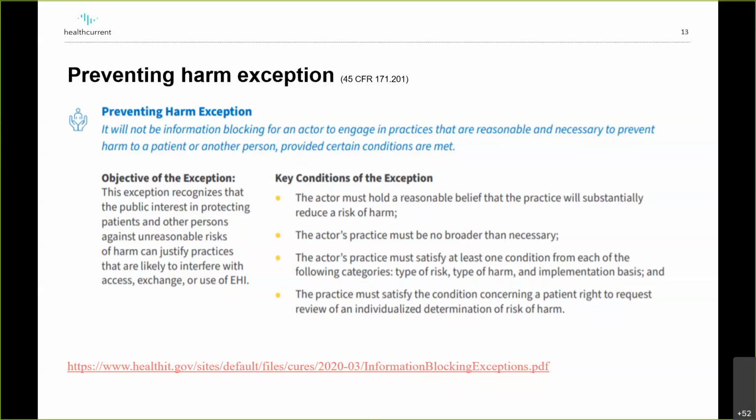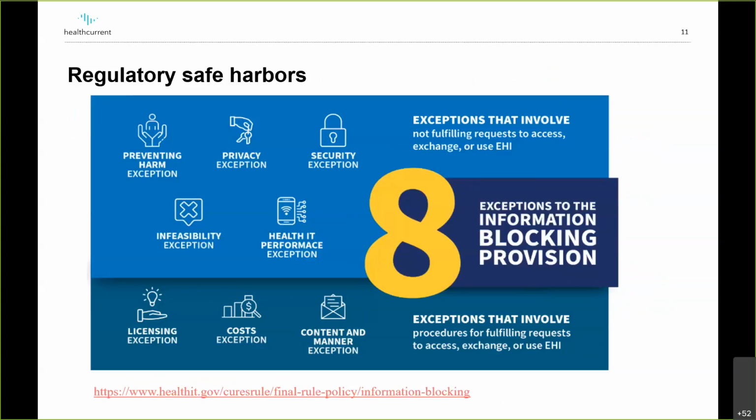to talk about this content and manner safe harbor that we got with the final rule, but we didn't have in the proposed rule, and talk about how that works in conjunction with this infeasibility safe harbor, fees and licensing safe harbor, and then also a little bit of information about this health IT performance safe harbor, which isn't as important for healthcare providers as it is for HIEs, for example, and health IT developers of certified health IT.